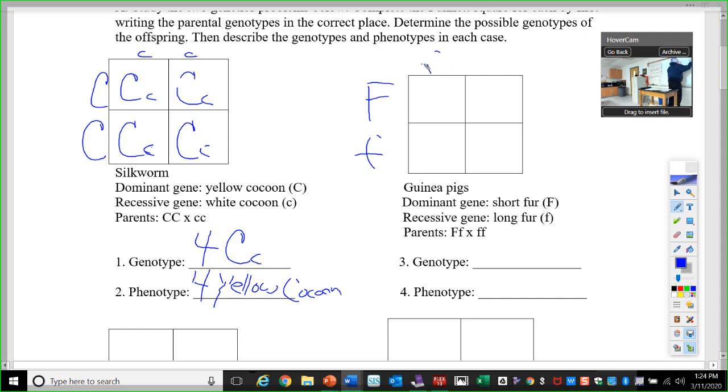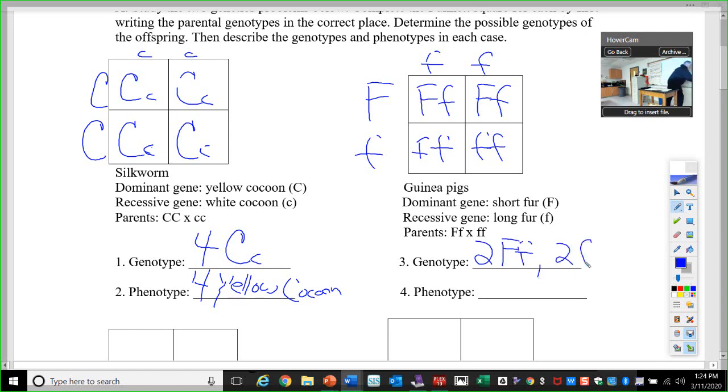Okay. Up here. So again, we bring them together. Meet in the box are big F, little f. Big F, little f. Bring them together. Little f, little f. Little f, little f. Okay. So what is my genotypic ratio going to be? Good. 2 big F, little f, and 2 little f, little f.